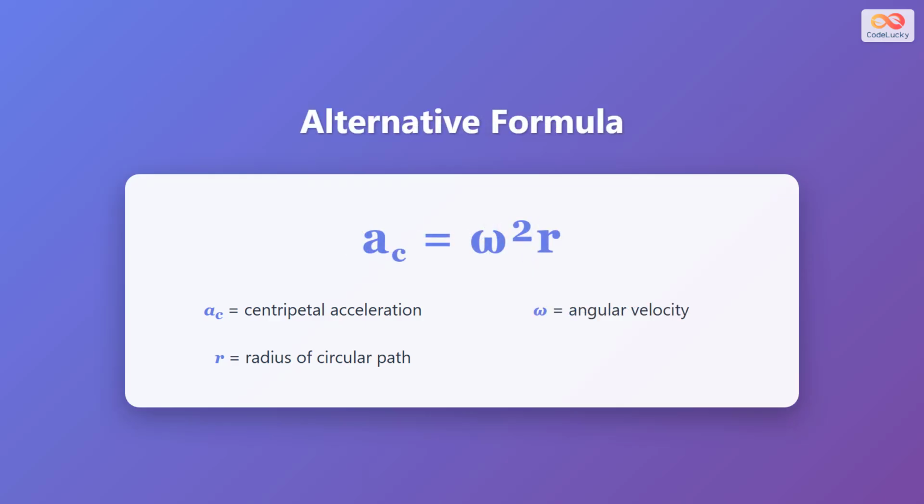There's an alternative way to express centripetal acceleration using angular velocity. The formula is centripetal acceleration equals omega squared times radius. In this version, a sub c still represents centripetal acceleration. Omega represents the angular velocity, which measures how quickly the object rotates around the circle in radians per second, and r is still the radius. This formula is particularly useful when dealing with rotating systems, where angular velocity is more convenient to work with than linear velocity.